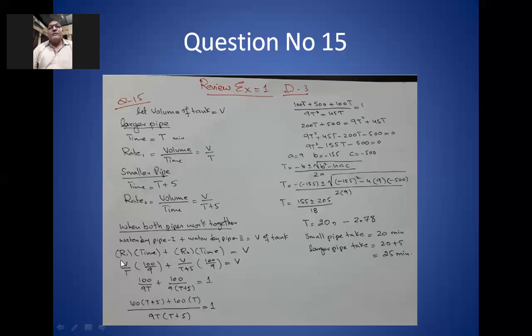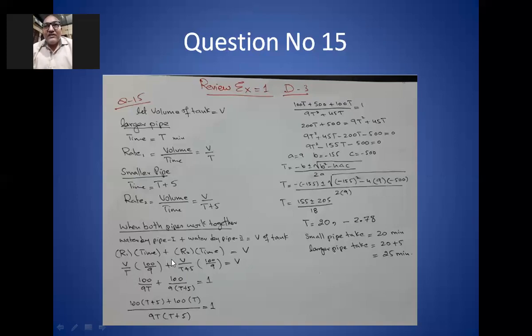So the water given by pipe 1, you can find that by multiplying its rate of flow with the time. So the rate of flow of the first pipe is V by T, and you multiply with the time, and the time will be 11 whole 1 by 9. That will be 9 elevens are 99 plus 1, that's 100. So 100 by 9. The time is 100 by 9 minutes. Plus R2 is V by T plus 5 into 100 by 9 equals V. The volume of the tank is V.